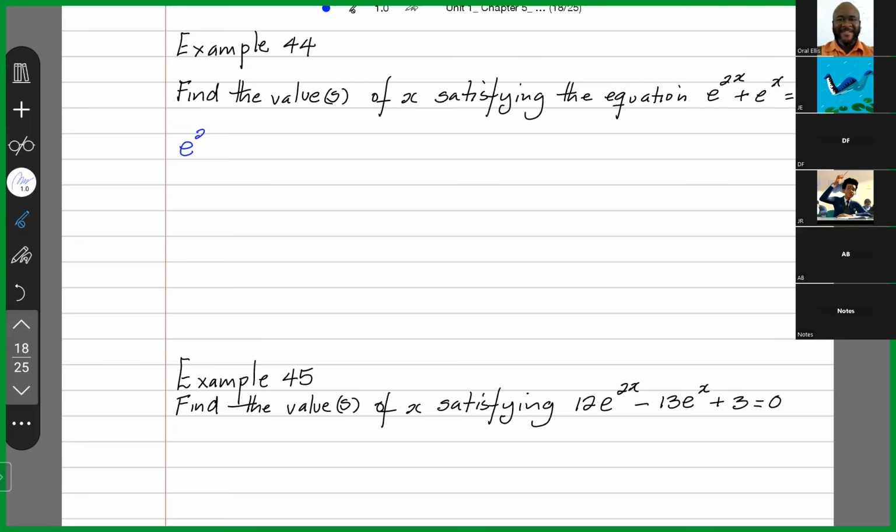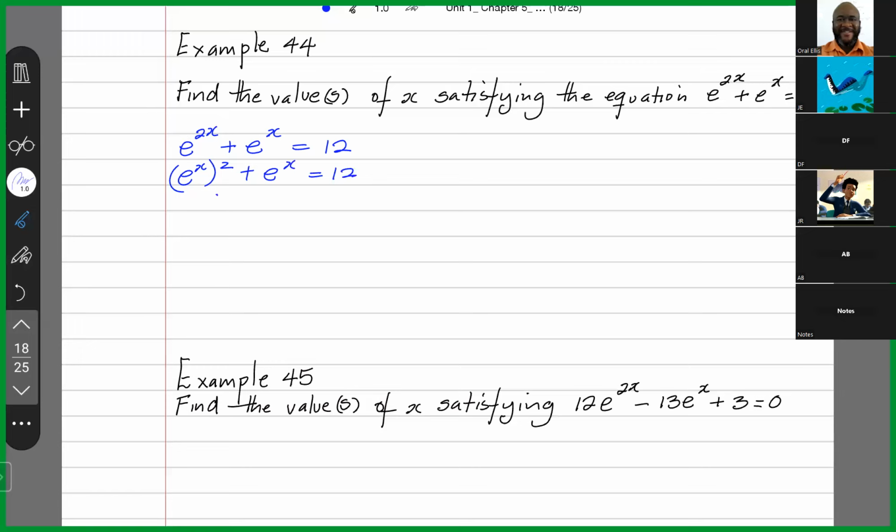e to the 2x plus e to the x is equal to 12. Now, e to the 2x is the same as saying e to the x squared. That is just reverse application of a law of indices, reverse application of power for power. So the power inside the bracket is multiplied by the power outside the bracket. And this is plus e to the x is equal to 12.